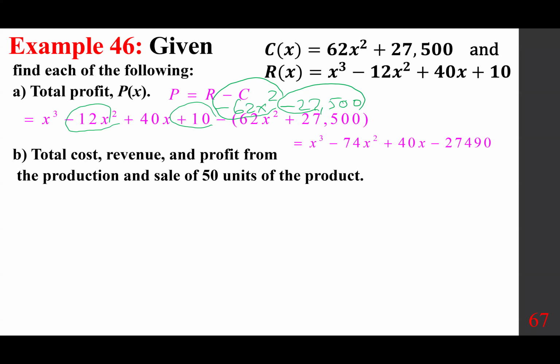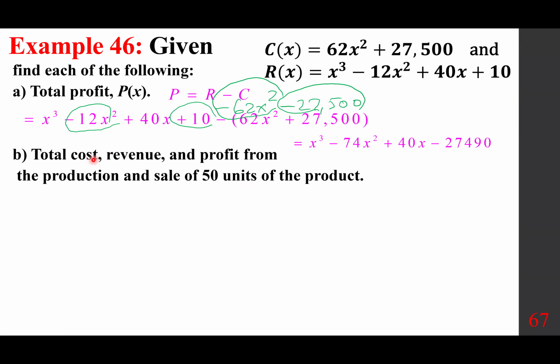So the profit function is x cubed minus 74x squared plus 40x minus 27,490. Now let's find the total cost, revenue, and profit from the production and sale of 50 units.